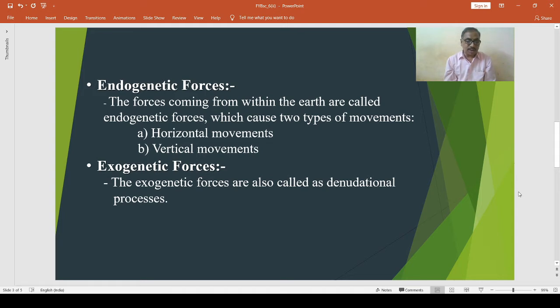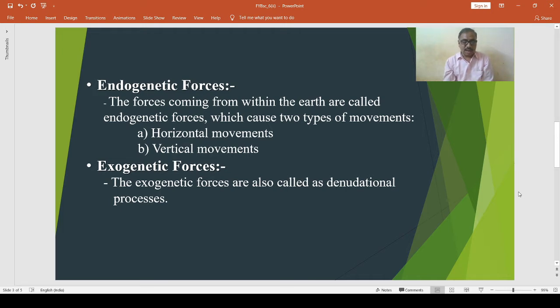The forces which affect the crust of the earth are divided into two broad categories on the basis of their sources of origin: endogenetic forces and exogenetic forces. Endogenetic forces, the forces coming from within the earth, are called endogenetic forces, which cause two types of movements: horizontal movements and vertical movements.